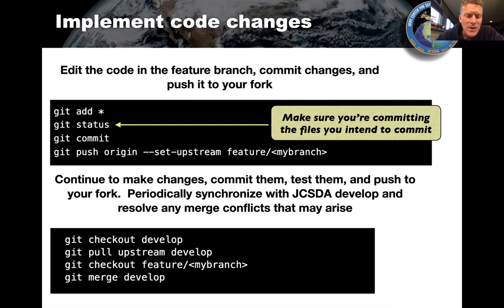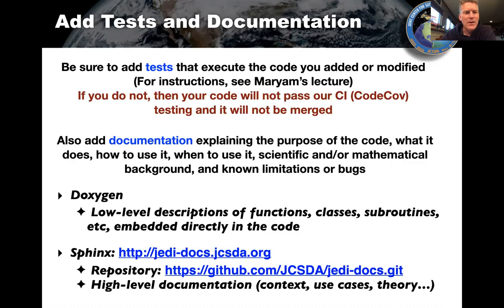This is necessary because when it eventually becomes time for you to do a pull request to contribute your code to JCSDA, it has to be up to date to develop. If it's not, then your pull request will be sent back to you and you will be asked to please incorporate the latest changes from develop before you issue this pull request. So that's important to keep in mind.